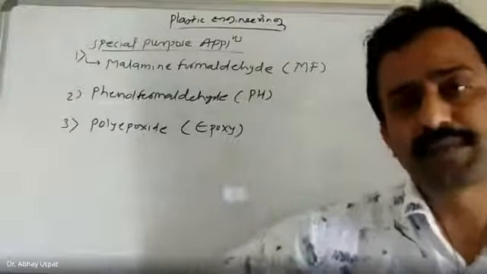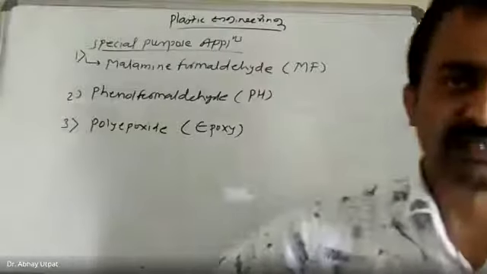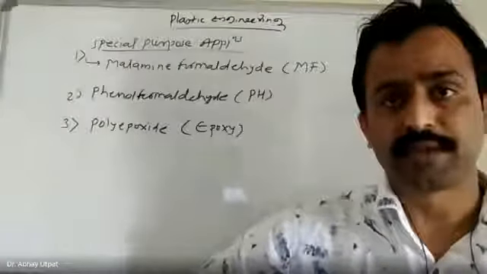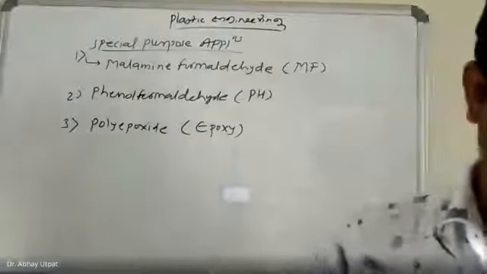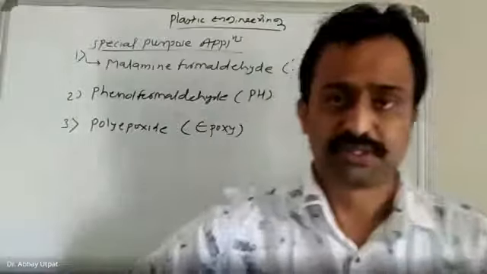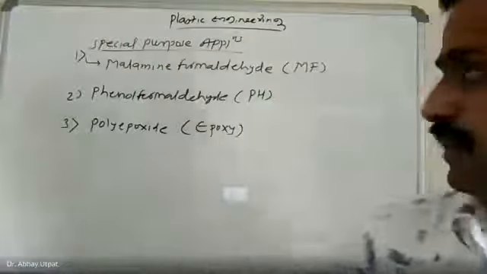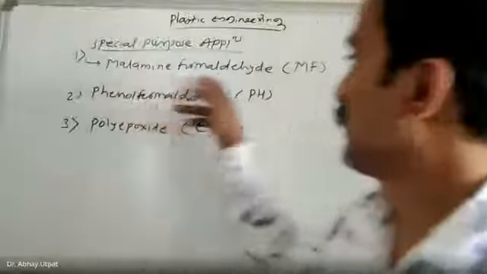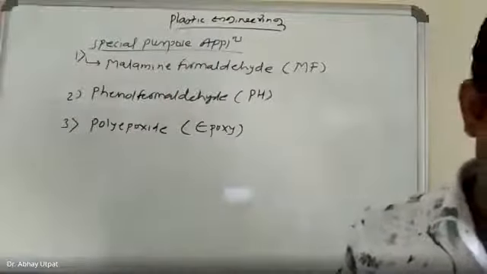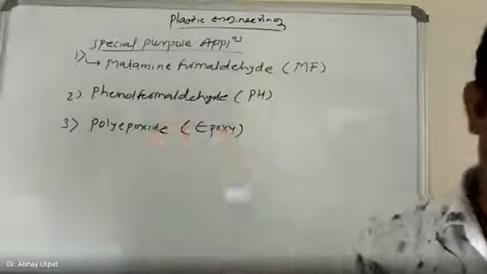After ABS plastic, the next one was polycarbonate. Polycarbonate is used for making CDs and glasses and similar applications. And a combination of PC and ABS is used for making mobile phone bodies and car interior parts. And polyurethane is used for making foams and cushions. Then special types of applications we have studied: melamine formaldehyde. This is used for making the molding of ceramic cups and bowls.